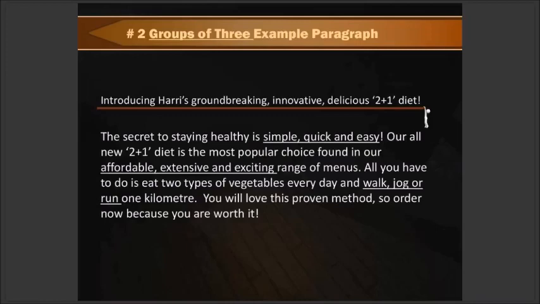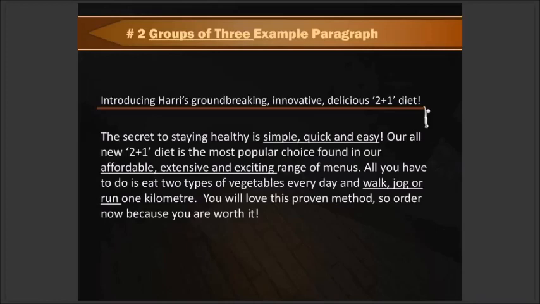Okay, so we're going to use this now in a paragraph. Remember, this is the second of the 4 techniques. The secret to staying healthy is simple, quick, and easy. Our all-new 2+1 diet is the most popular choice found in our affordable, extensive, and exciting range of menus. All you have to do is eat 2 types of vegetables every day and walk, jog, or run 1 kilometre. You will love this proven method, so order now because you are worth it.